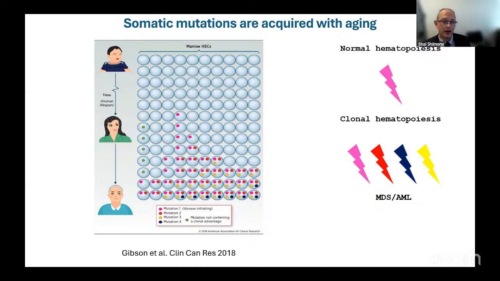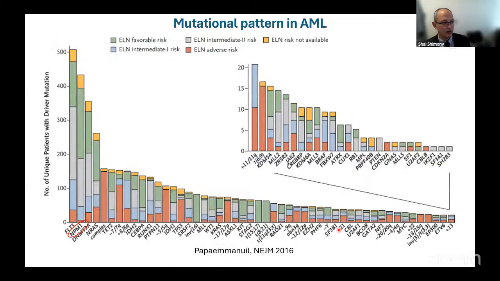Now, why do I tell you all of these stories about genes and torn books? It's because these pages or these books, the mutations, are actually what causes the leukemia. And if you can see here, this is a seminal work from 2016 that shows the mutational panel in over 3,000 patients with AML. You can see that the most common mutation is FLT3 in this cohort, and the second most common mutation here is NPM1.